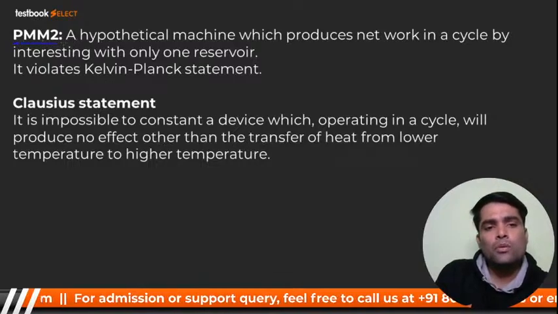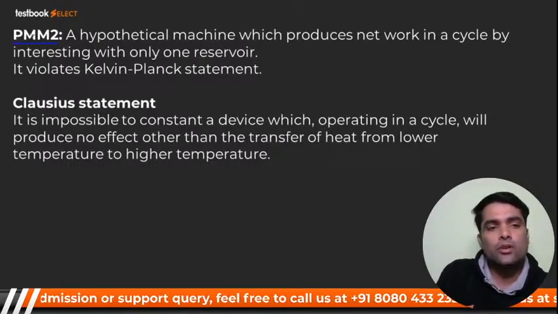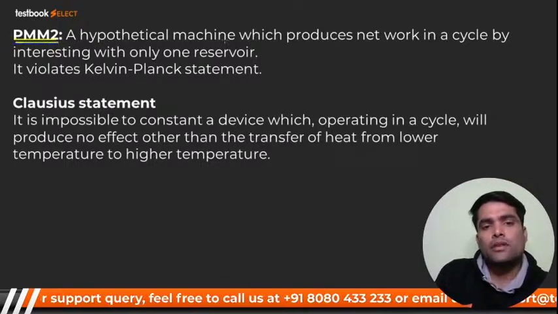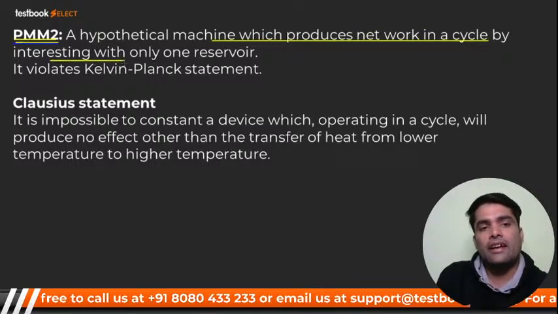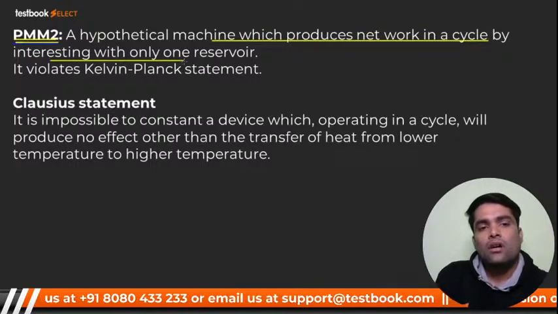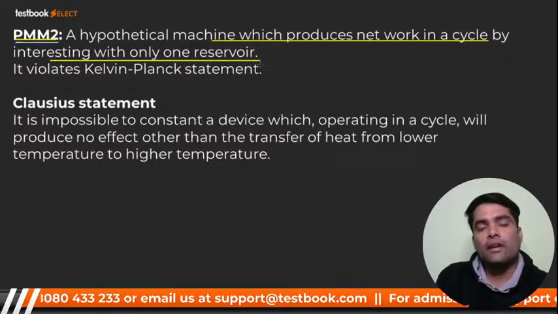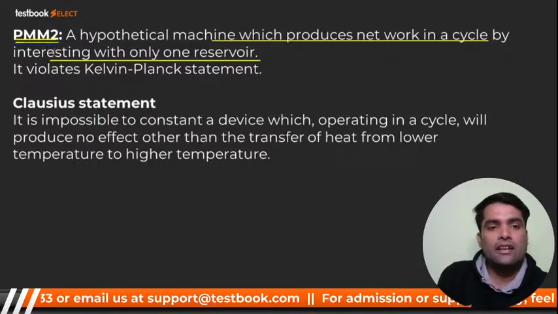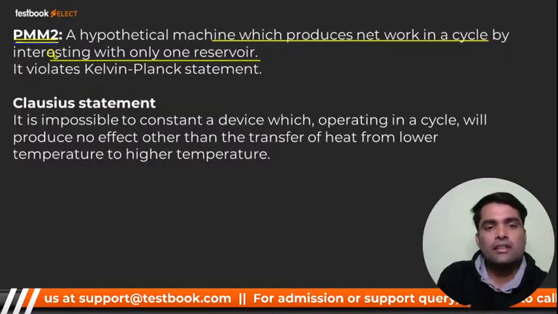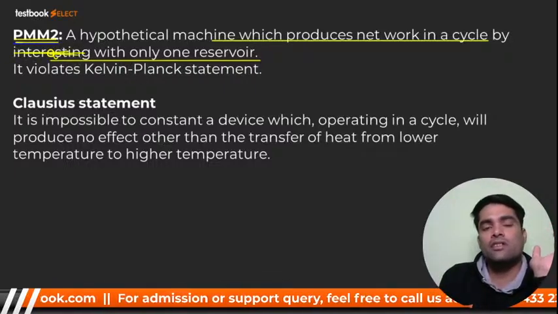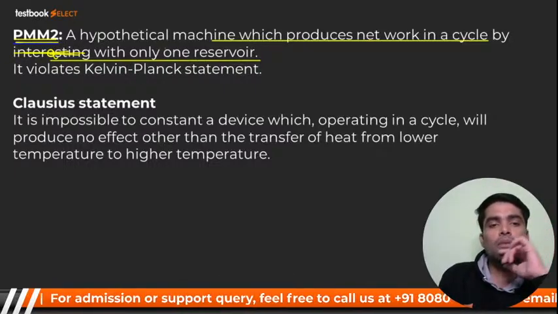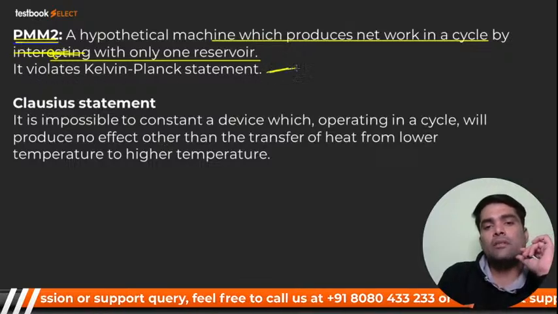What is PMM2? PMM2 क्या है? Listen to me. A hypothetical machine which produces net work in a cycle by interacting with only one reservoir. Okay, bacha? It is interacting with only one reservoir. यहाँ पे interacting है, not interesting. It is interacting with only one reservoir. And it violates the Kelvin-Planck statement.